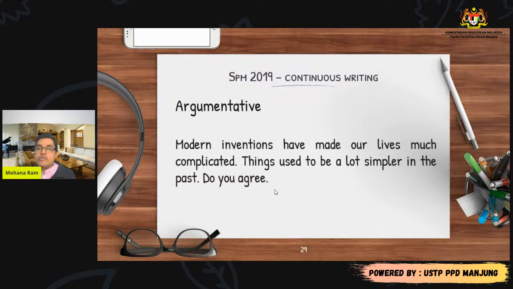Now, this one: modern inventions have made our lives complicated. Things used to be a lot simpler in the past. So do you agree? If you agree, first you have to say, yes, modern inventions have made our lives much more complicated. You have to explain what complication you are facing first. Second, things used to be a lot simpler in the past. What used to be simpler in the past, if you agree? So you have to give explanation for these two questions.